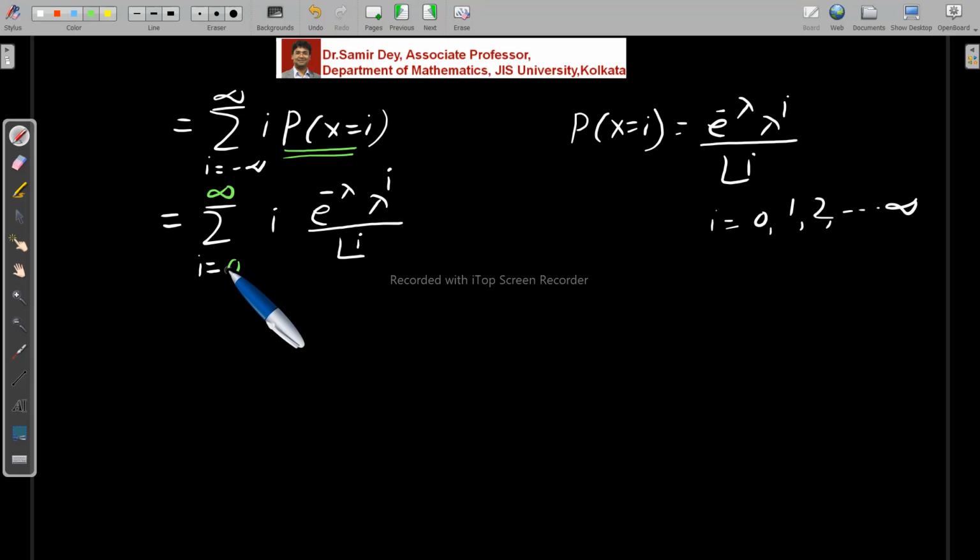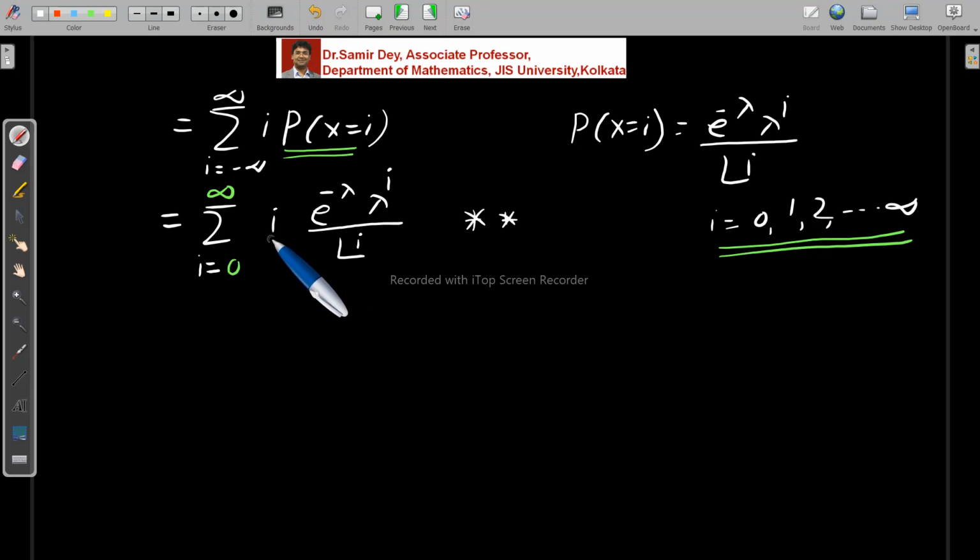Is it clear? Because in the general formula i goes from minus infinity to infinity, but when you are replacing P(X = i) by PMF, then as per the range of i you should replace. So that means 0 to infinity is coming from here. Good. I think it is clear. It's a very, very important line. Now from here it is clear this range is connected with i.